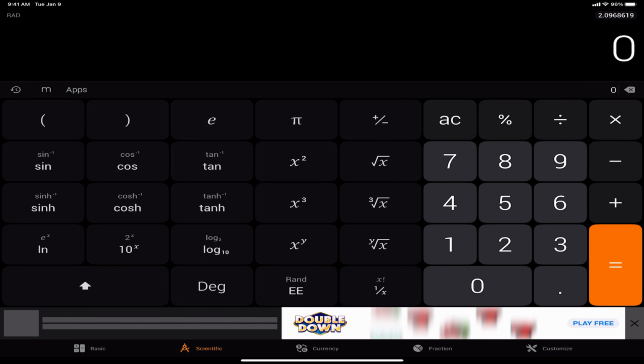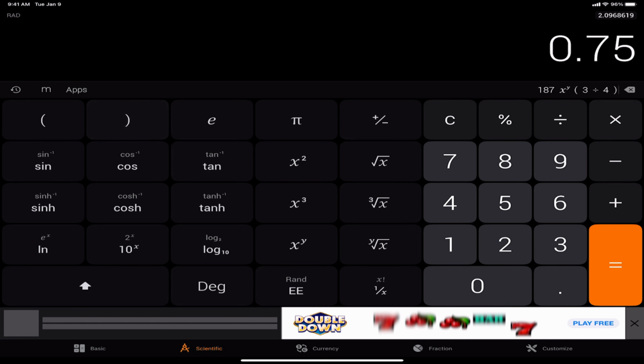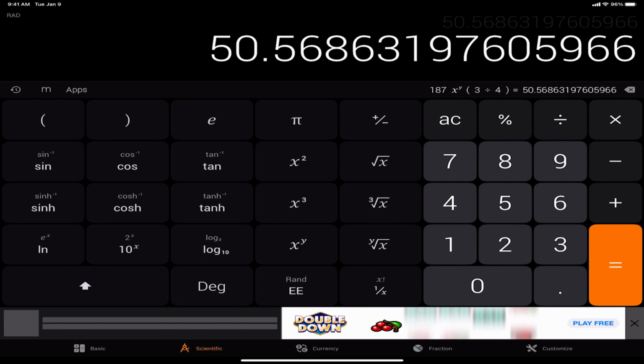Okay. Next one, 187. Press my x to the power of y. I use my parentheses. All right. And we had 3 over 4. Close my parentheses. 3 over 4 is 0.75. Same thing, we'd round to the hundredths, so it would be 50.57.